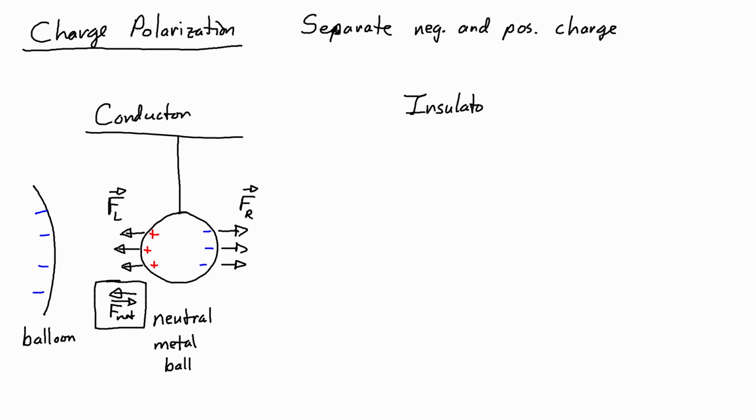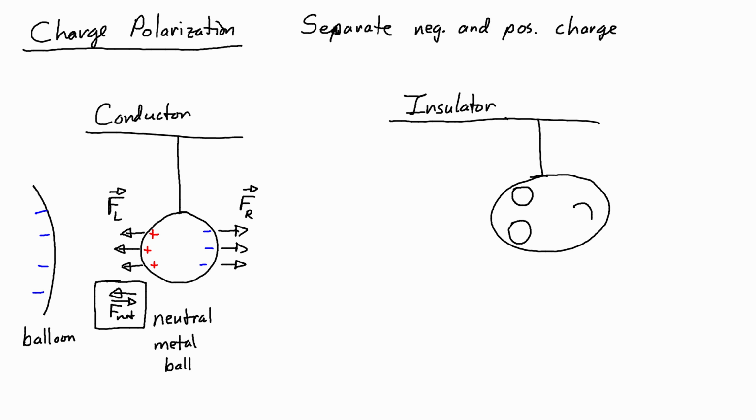The other case to look at is an insulator. So if I have an insulator, I'll hang it also from the ceiling. Inside the insulator, the electrons are not free to move from one place to another. So instead, I look at individual atoms, and I'm just going to draw three of them here. If I again bring a balloon in from the left, and it's a negatively charged balloon, then the balloon will actually polarize the individual atoms.